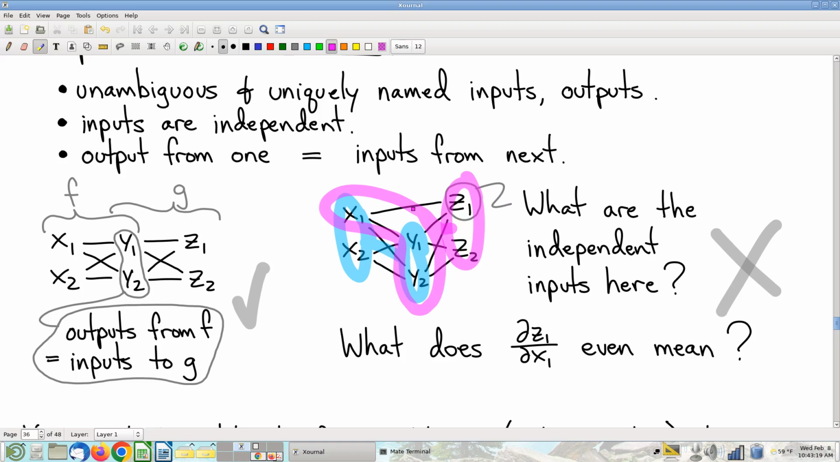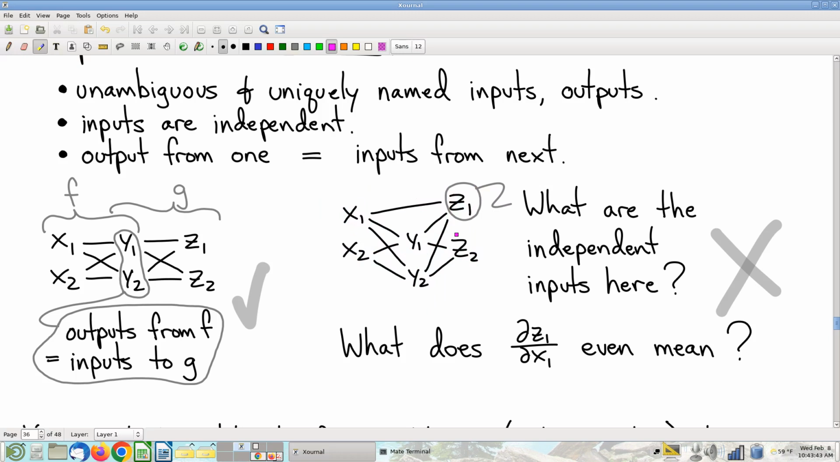Again, with a composition, the outputs from the first function have to be exactly, precisely the inputs for the second, and that's not what is happening in the way I've got things grouped here. There's just no way to make sense out of this to satisfy the requirements that this has to be a shorthand representation of actually a composition of functions.